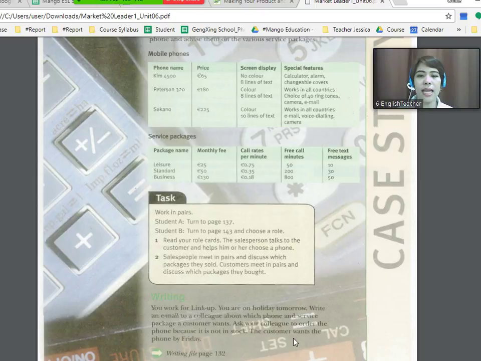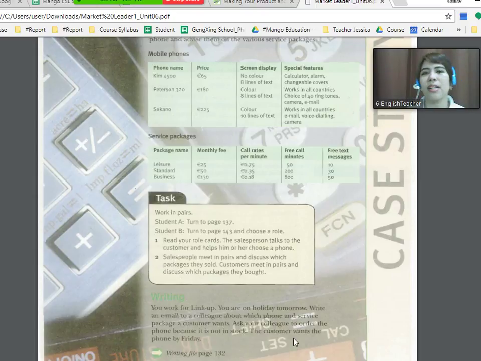Okay, there you go, guys. So thank you very much, student A and student B, for answering the writing task and reading it aloud. I'm very happy with all of your answers. You did a great job in doing the task. Okay, so that's it for today.